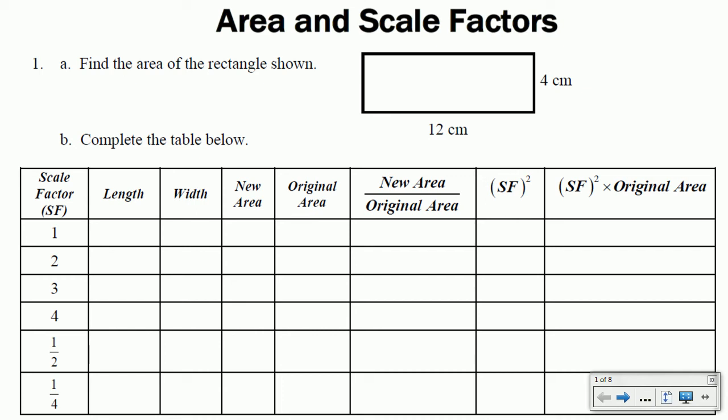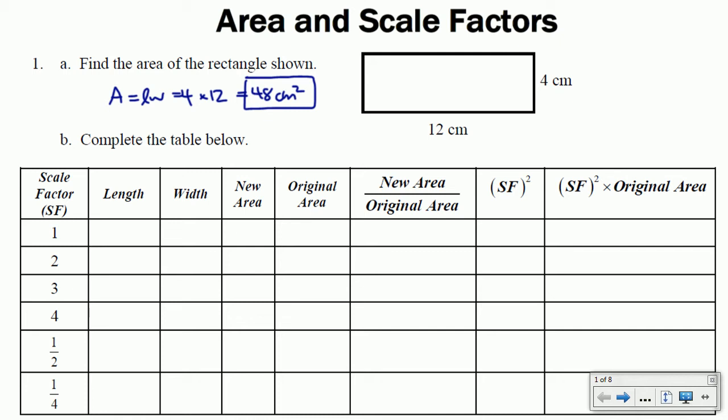Hello everyone. In this video we're going to investigate whether areas scale the same as linear measurements. You may have already determined that they don't, otherwise this video would be over already, but let's take a closer look anyway. So here we have a rectangle with a width of 12 and a length of 4. In order to determine the area, we do area equals length times width, which is 4 times 12, so we get an answer of 48 centimeters squared.